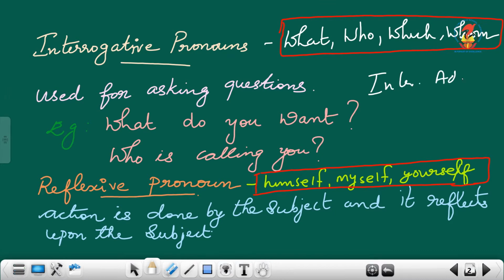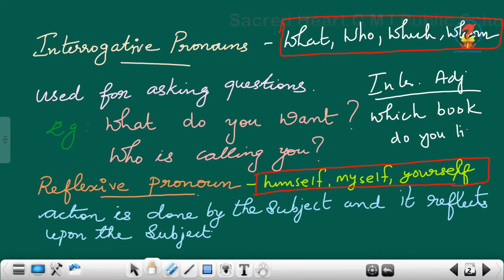Interrogative adjective example: which book do you like? See, which, book is a noun, is it? So, this is an interrogative adjective.